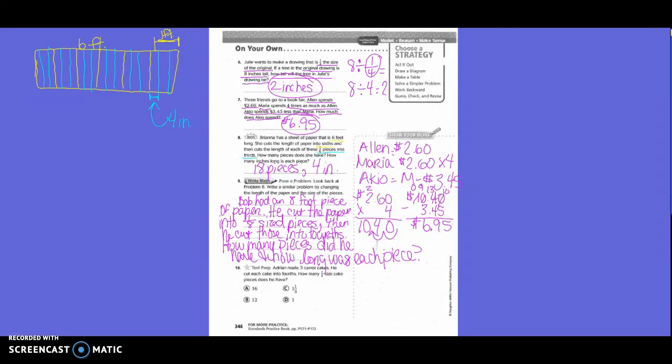Number 9, write math. Pose a problem, look back at problem 8. Write a similar problem by changing the length of the paper and the size of the pieces. Bob had an 8-foot piece of paper. He cut the paper into 1/8 size pieces. Then he cut those into 4s. How many pieces did he have, and how long was each piece? So basically if we were going to work that out, we draw our box and then start over again, right guys?